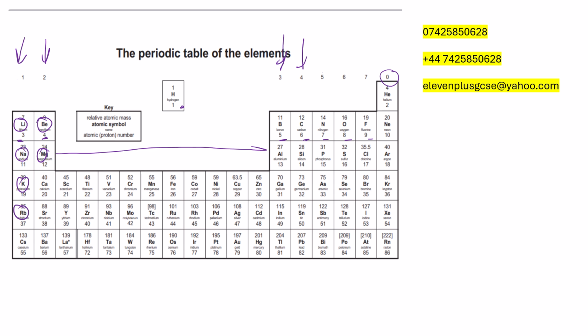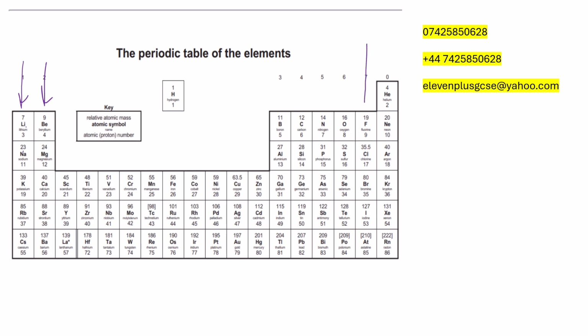Now, you also need to know the names of these elements in the group. For example, group 1s are normally metals: lithium, sodium, potassium. Even group 2 are also metals as well. But we also have what you call group 7 here. This group 7, we call them halogens. Okay, so halogens are things like fluorine, chlorine, bromine, iodine, astatine. We call them halogens.